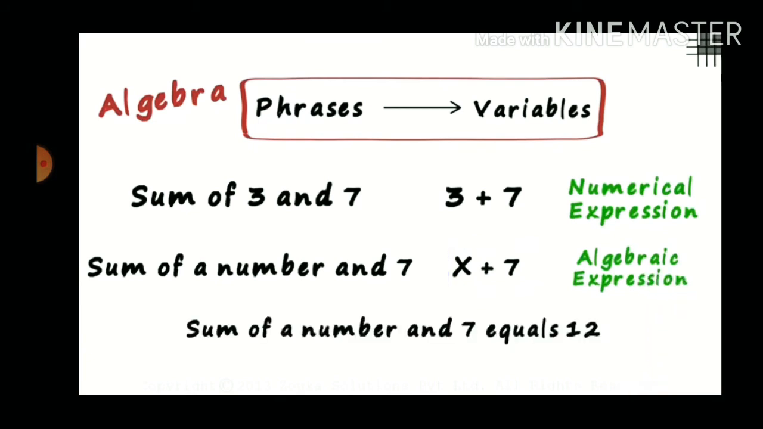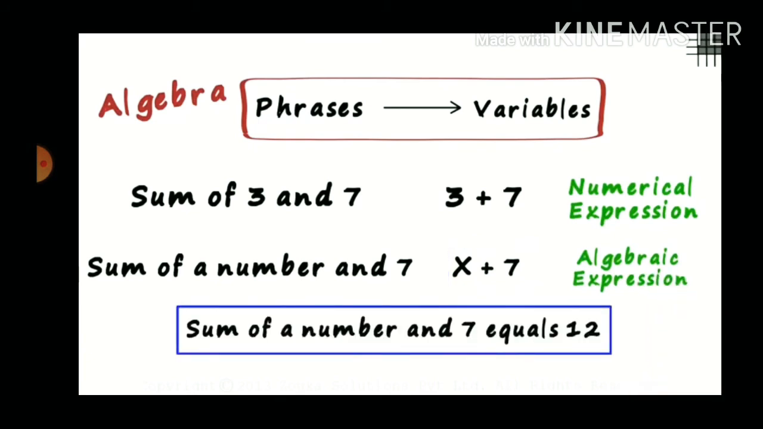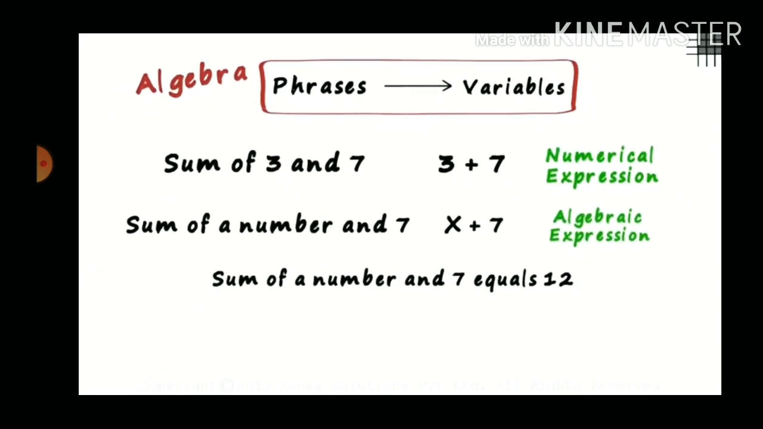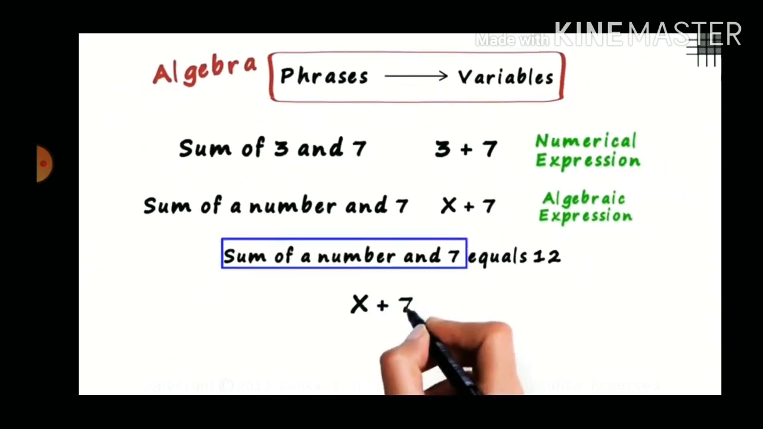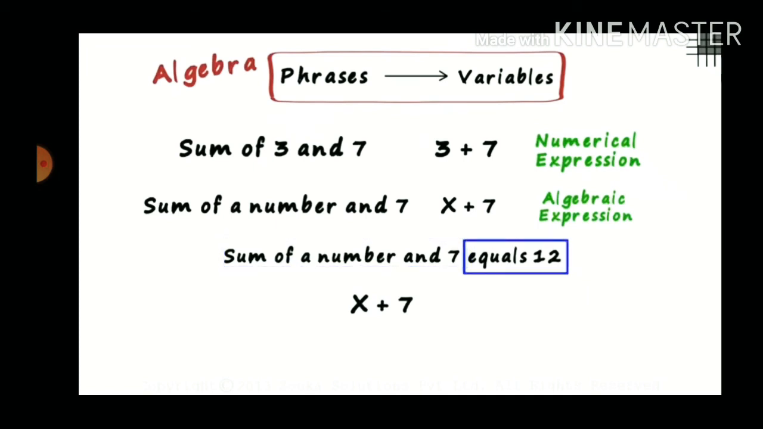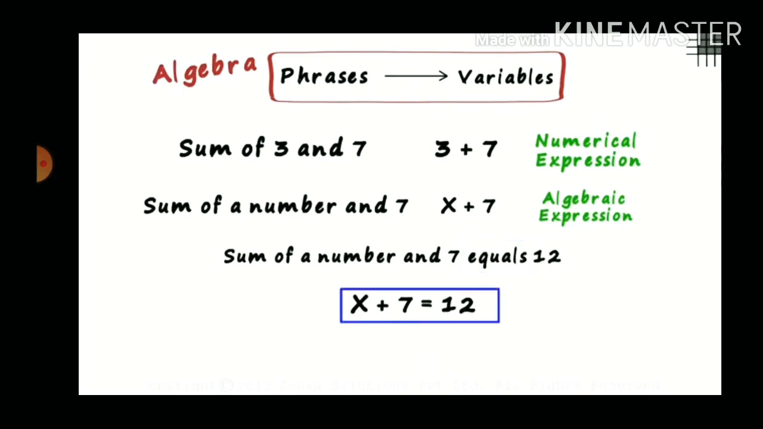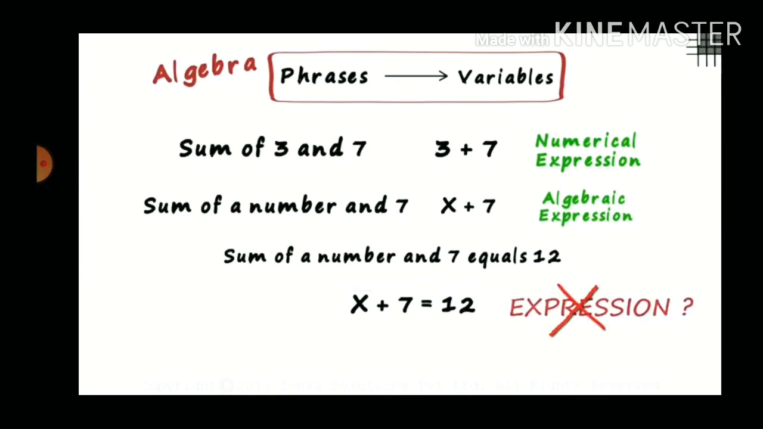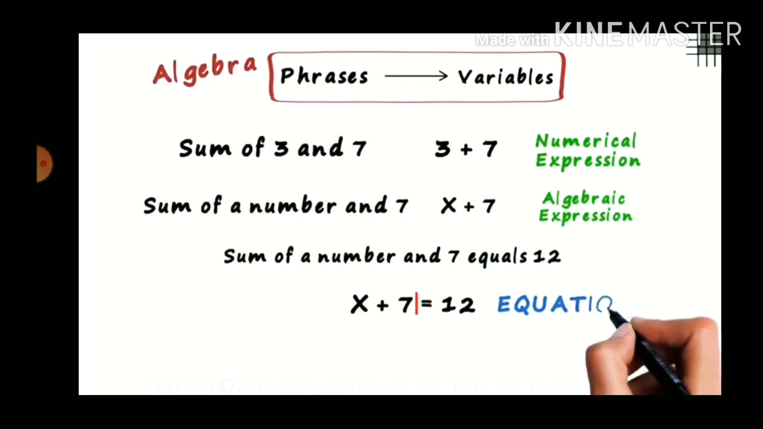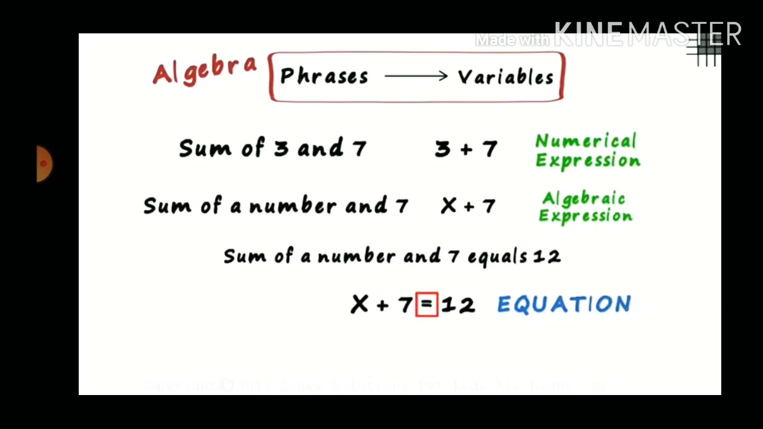Now look at this line. Sum of a number and 7 equals 12. Now it gets interesting. Let's break it into parts. Sum of a number and 7 can be written as x plus 7, and equals 12 can be written as equal to 12. We wrote this phrase as x plus 7 equals 12. Is this an expression? No, that's not the case. This is called an equation since it has an equal to sign. It's called so because we are equating two sides, the left hand side and the right hand side.